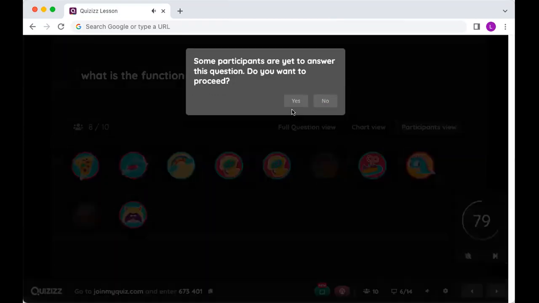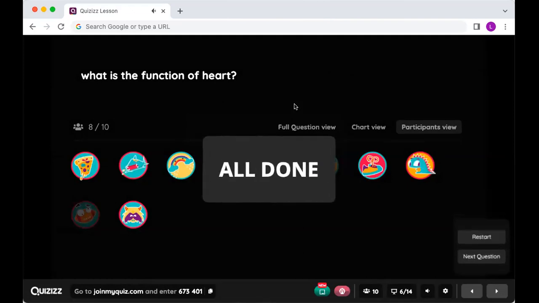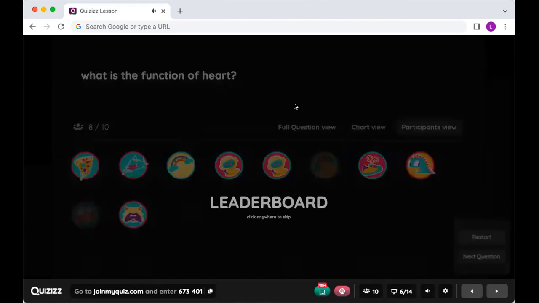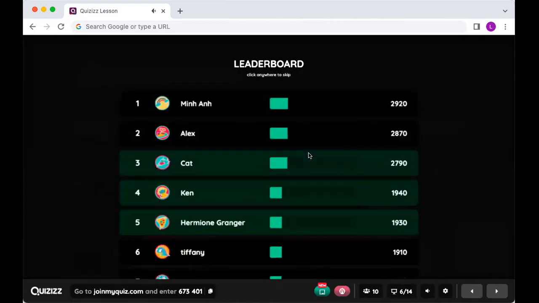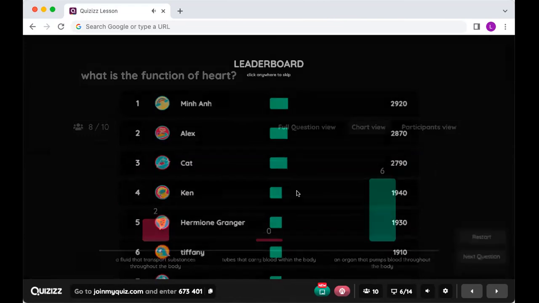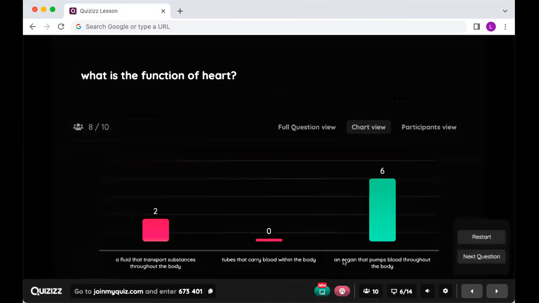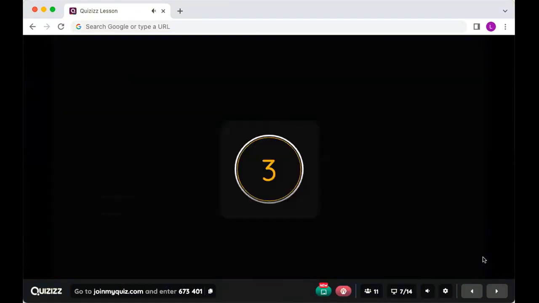All right, so the heart actually pumps blood to the whole body. In this case, let's see. Oh, we have a change of places. Very good. The correct answer is an organ that pumps blood throughout the body. A heart is not a fluid. Blood is a fluid. I can't imagine if the heart were a fluid. Fluid means liquid. All right. So next question. 3, 2, 1, go.